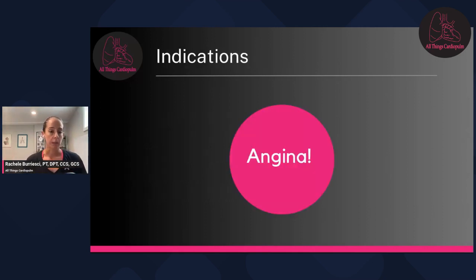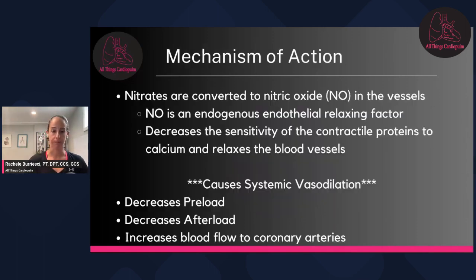If you see sublingual nitro, primary thought, trigger word is angina. Sublingual nitro is fast acting to combat angina. It is an anti-anginal med. Primary indication, primary problem for safety.